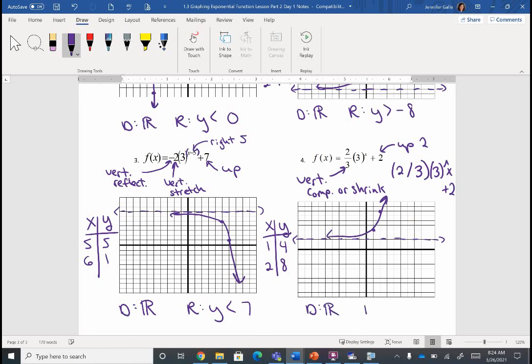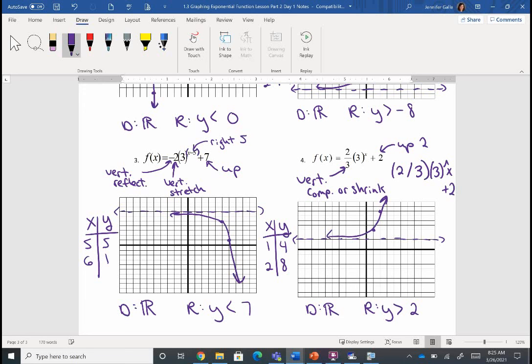Domain. Domain should be some of the easiest points ever when we test on this unit. It's not going to change. For the range, it's always y. My imaginary line I can't touch or cross is at 2. Is my graph greater than 2 or less than 2? It's greater because it's up above.